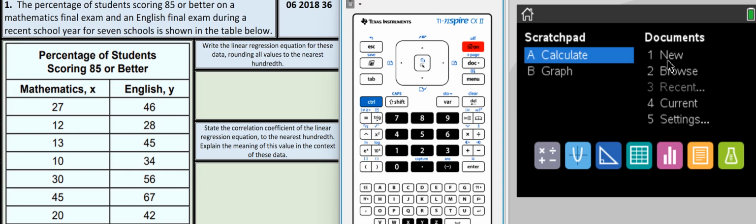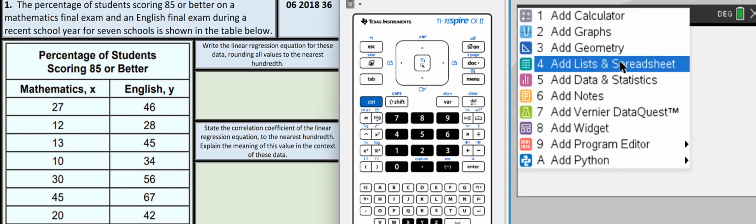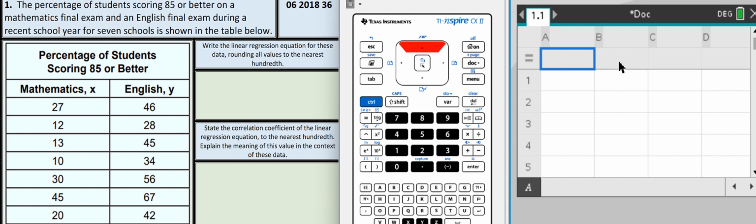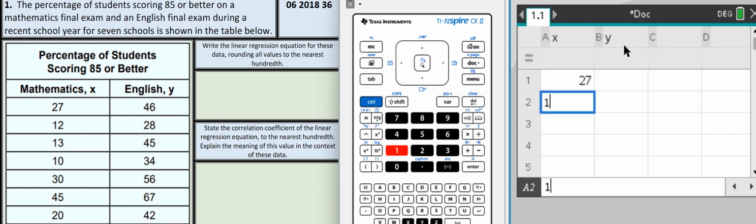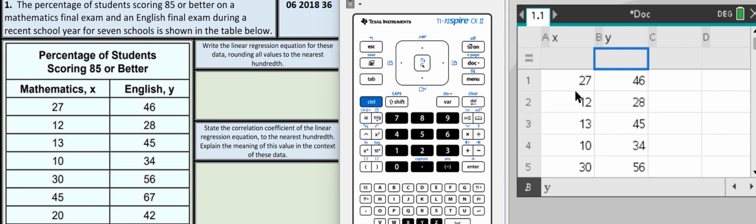So what we want is menu, new, add list. We can name these mathematics or X. I'm going to do X, keep it simple, and English or Y to keep track. So one's on the X-axis, one is Y. Then we want to enter the data, 27, 12. After, make sure that you have accurate numbers here. If you have inaccurate numbers, you're going to get inaccurate results.